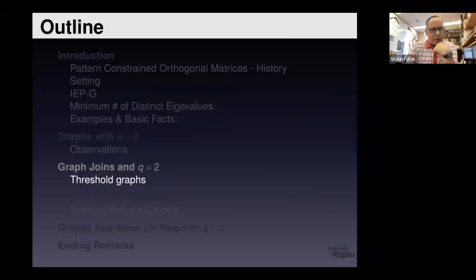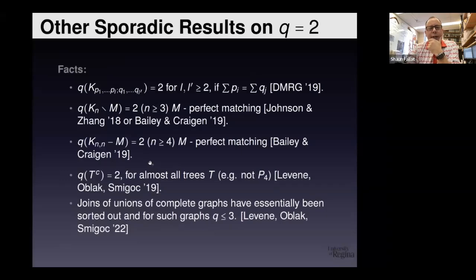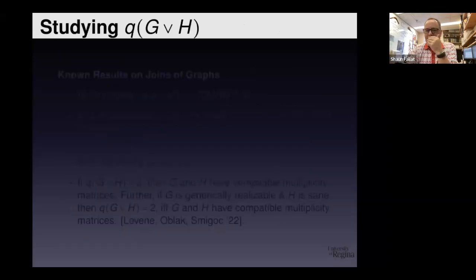Okay, threshold graphs. So, excuse me, joins. I'm going to talk about joins. So you saw here that when you have the complete graph minus a few edges, you take the complement of a tree, sometimes that looks like a join. The joins of unions of complete graphs, you see this sort of pattern emerging here, complete multipartite graphs, also a notion of join. And so it seems natural to consider joins.